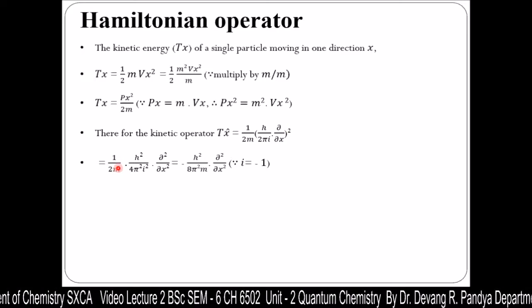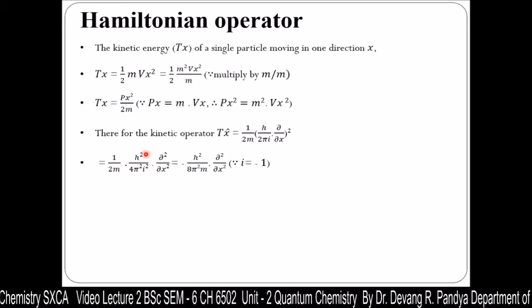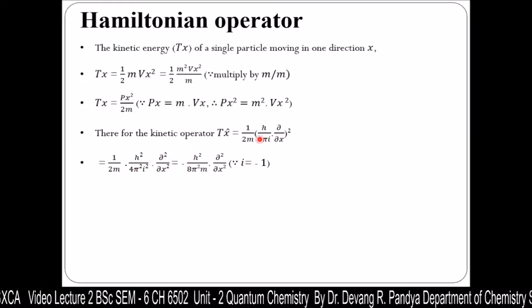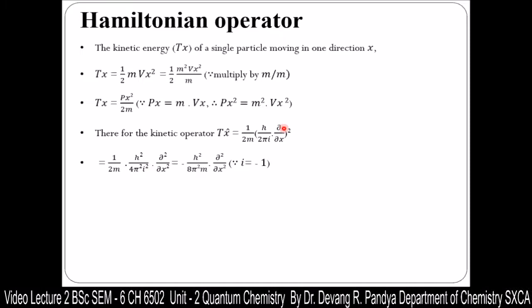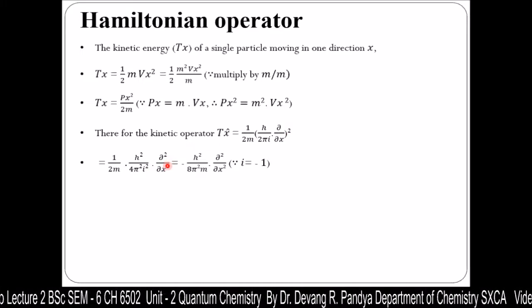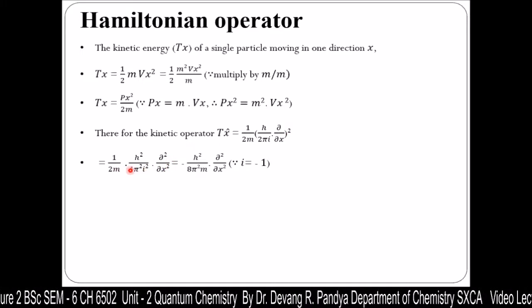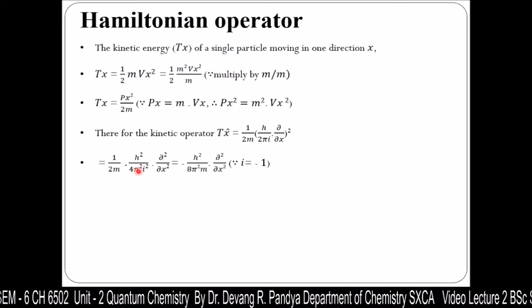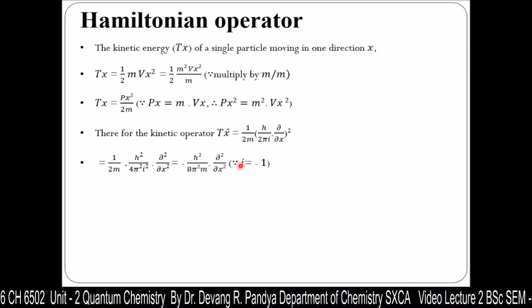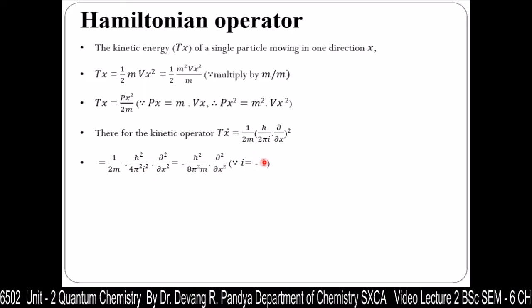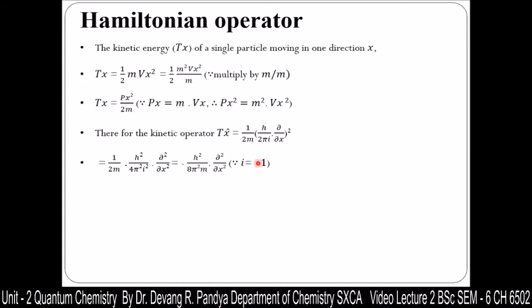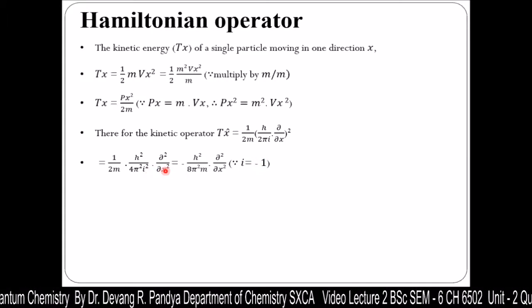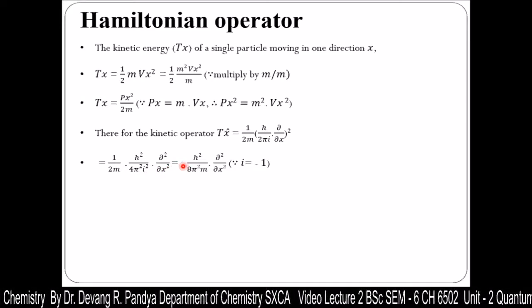So 1 upon 2m, now h square is written as h square, 2 square is written as 4 pi square, and i square d square by dx square is written as d square by dx square, and hence this is written as minus h square. Why minus? Because i is equal to under root minus 1, and its square, when you take it, is minus 1. So that minus symbol is over here.